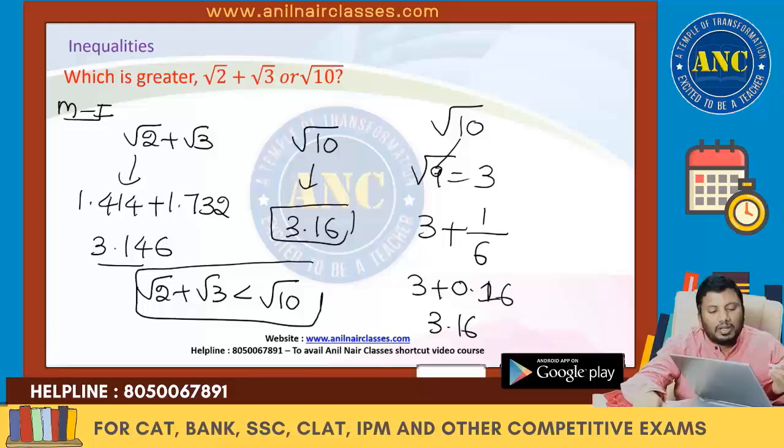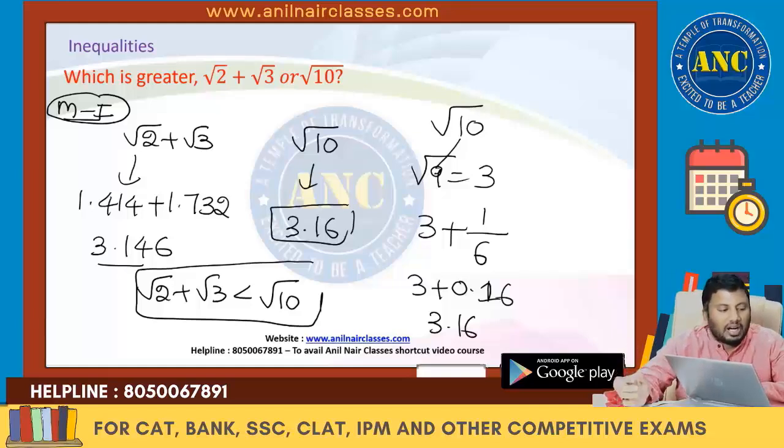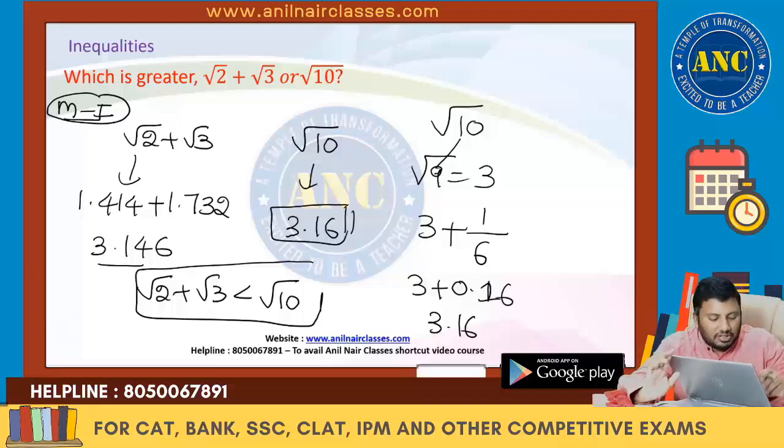This is method 1. Please write down method 1. Today's class, kindly practice it, sir. After the class is over, the class will be made private. Only enrolled students can watch this class. 1.4 plus 1.7 is 3.1, versus 3.16. This is method 1.